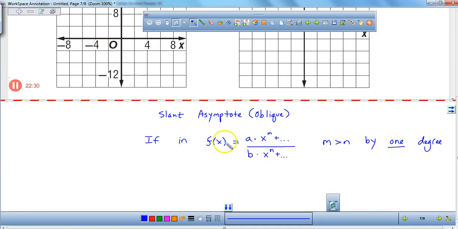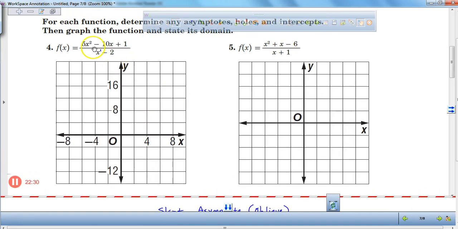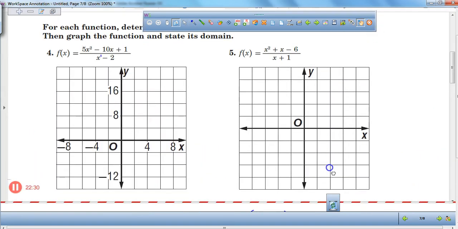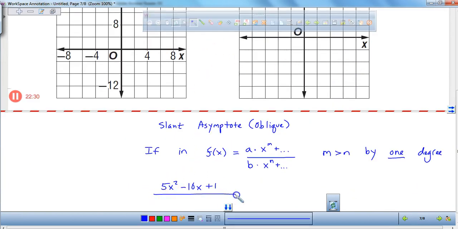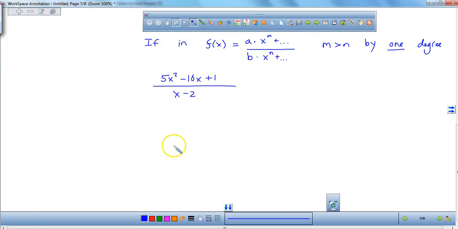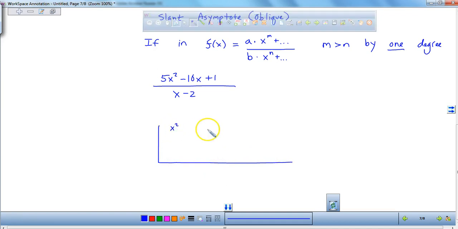So you will find it. Let's take a look at our situation here. 5x squared minus 10x plus 1 all over x minus 2. See, that's 1 degree. I'll show you how to find the slant asymptote. We're going to take 5x squared minus 10x plus 1 and divide it by x minus 2. Now there are two ways to do this. Since this is a linear factor, we can use synthetic division and do it a lot faster. Or you could do long division if you want to. We're going to list our x squared, our x to the first and x to the 0. And since it says x minus 2, I'm going to put a positive 2.